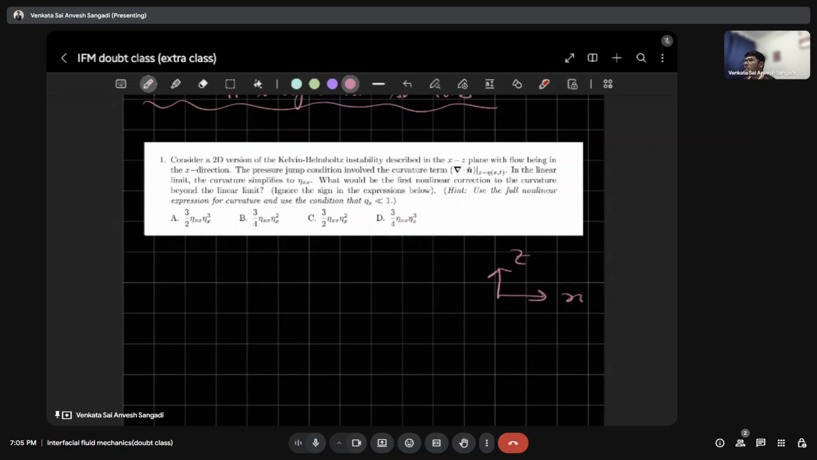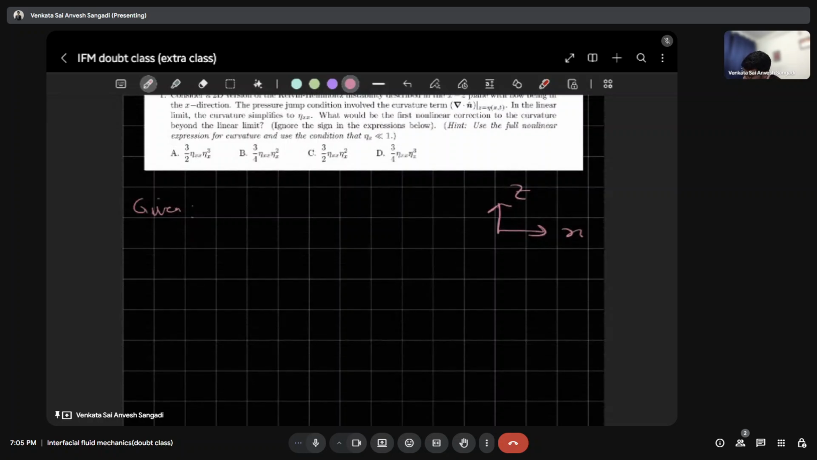The pressure jump condition involves a curvature term, which is given. Let me read out the question. The curvature term del dot n at z equals eta of x comma t, where eta is the interface. In the linear limit, the curvature simplifies to eta xx. What would be the first nonlinear correction to the curvature beyond the linear limit?